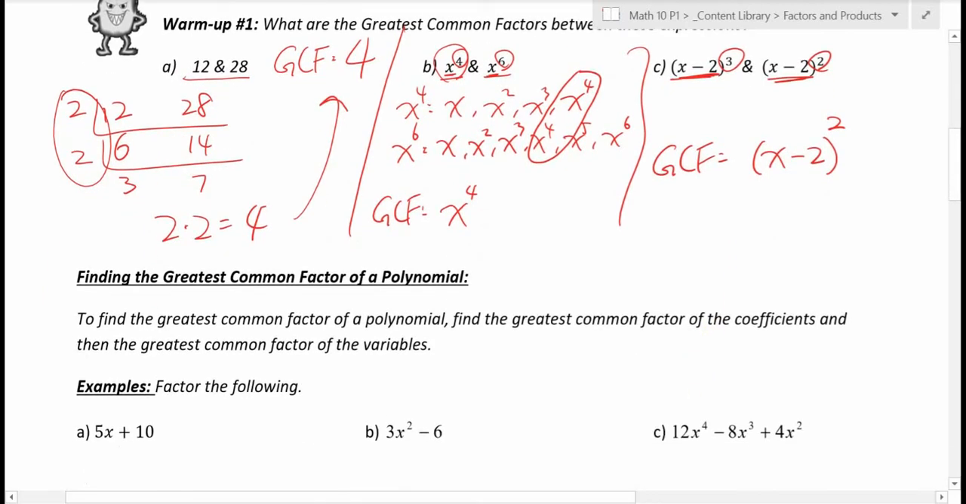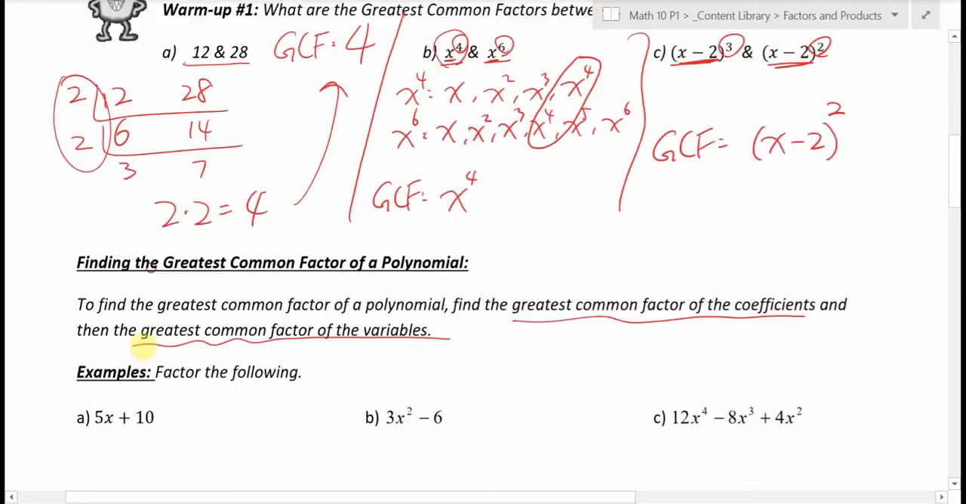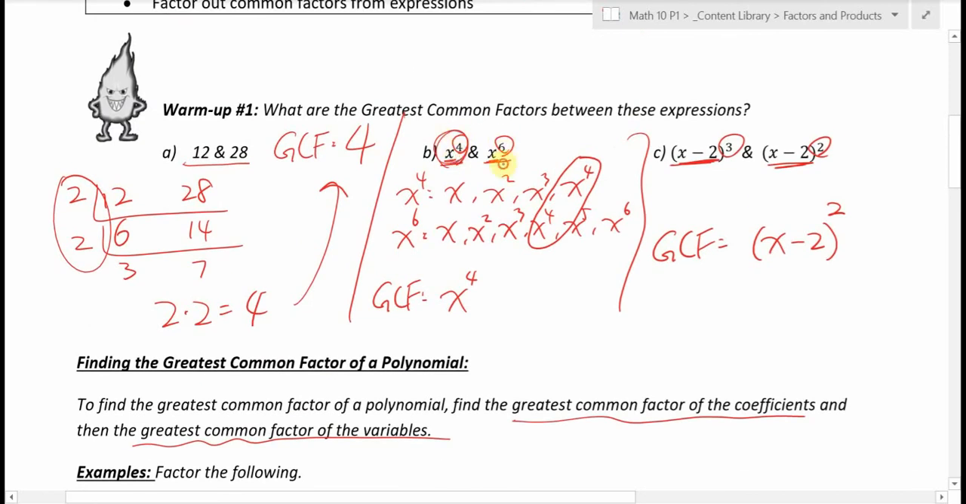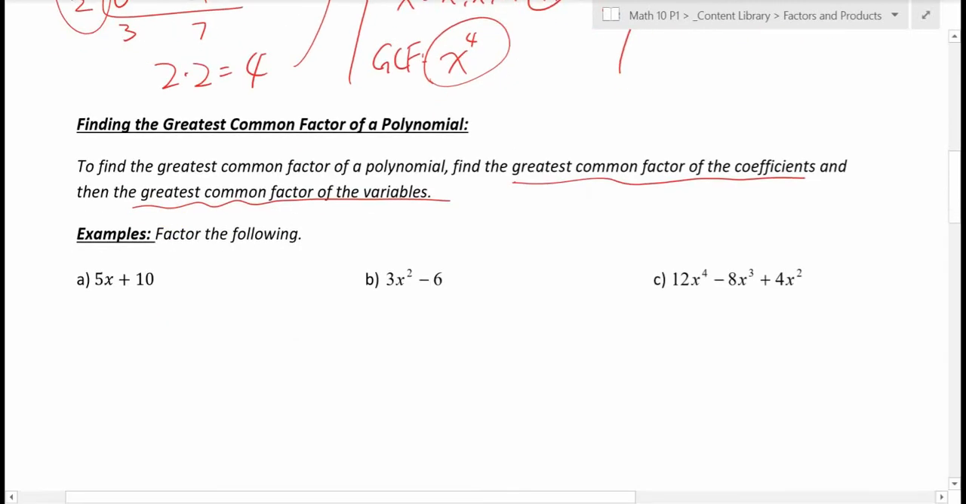We are now going to actually factor. Here it says that to find the greatest common factor of a polynomial, you want to find the greatest common factor of the coefficients and then the greatest common factor for the variables. Again, here is x to the power 4 and x to the power 6. The greatest common factor of that is x to the 4. Again, because the base is the same, you look for the smaller exponent. Okay, so now we are going to factor.